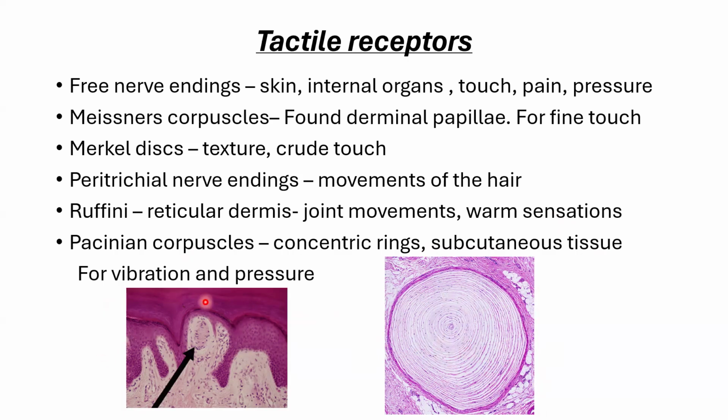So Pacinian corpuscles for vibration and pressure, Ruffini for warm sensations, peritrichial nerve endings for movements of the hair, Merkel disc for crude touch, Meissner's corpuscles for fine touch, and free nerve endings for pain, majorly pain, but they also perceive touch and pressure.